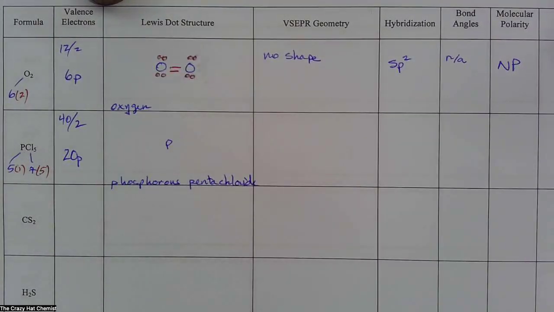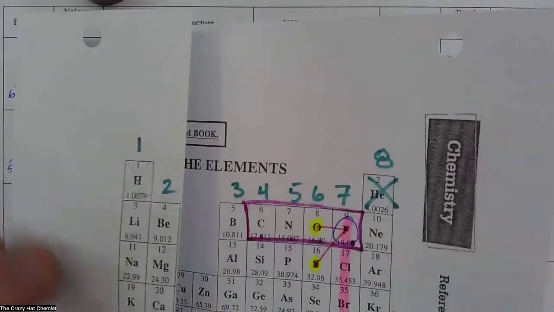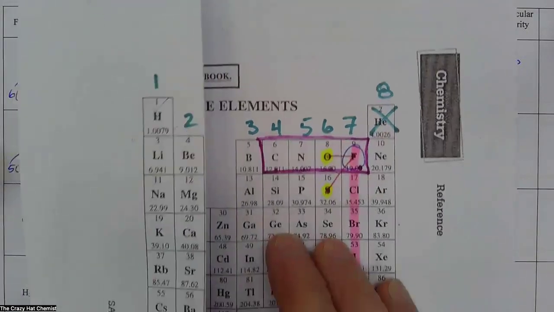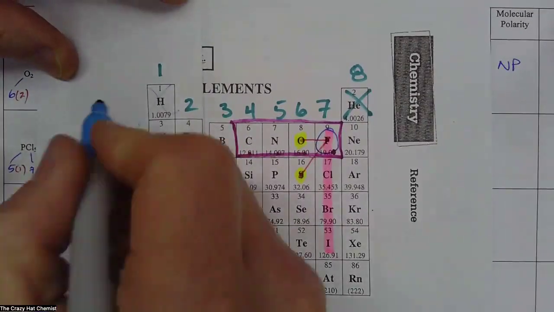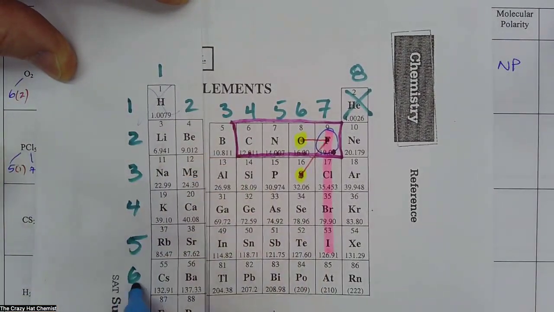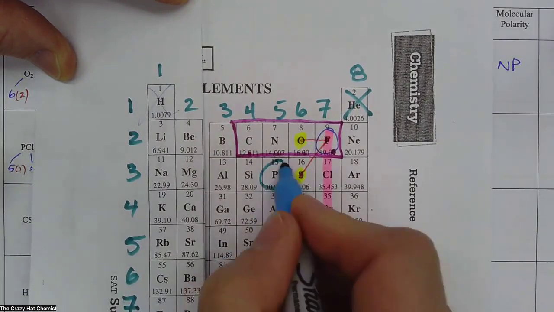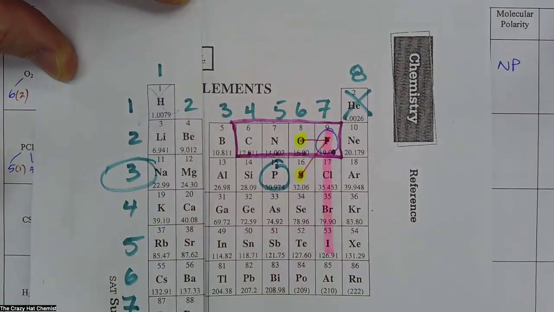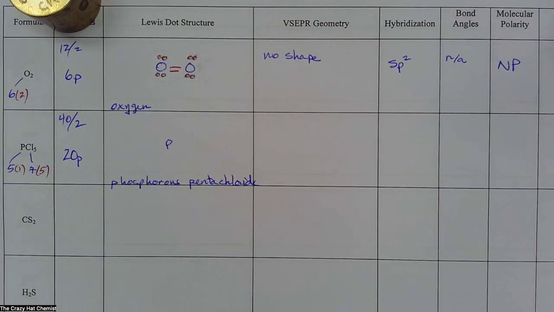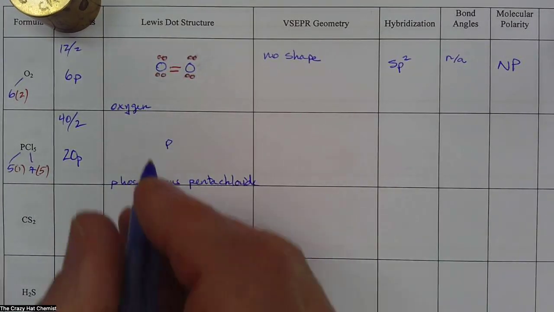So the question is, is phosphorus in period 3 or greater? So we're going to put our periods here on our periodic table. Periodically, that's helpful. Period 1, period 2, period 3, period 4, period 5, period 6, and period 7. So is phosphorus in period 3 or greater? Yes, it is. It is in period 3. That means that phosphorus can exceed the octet rule, so I can place greater than an octet around the phosphorus.